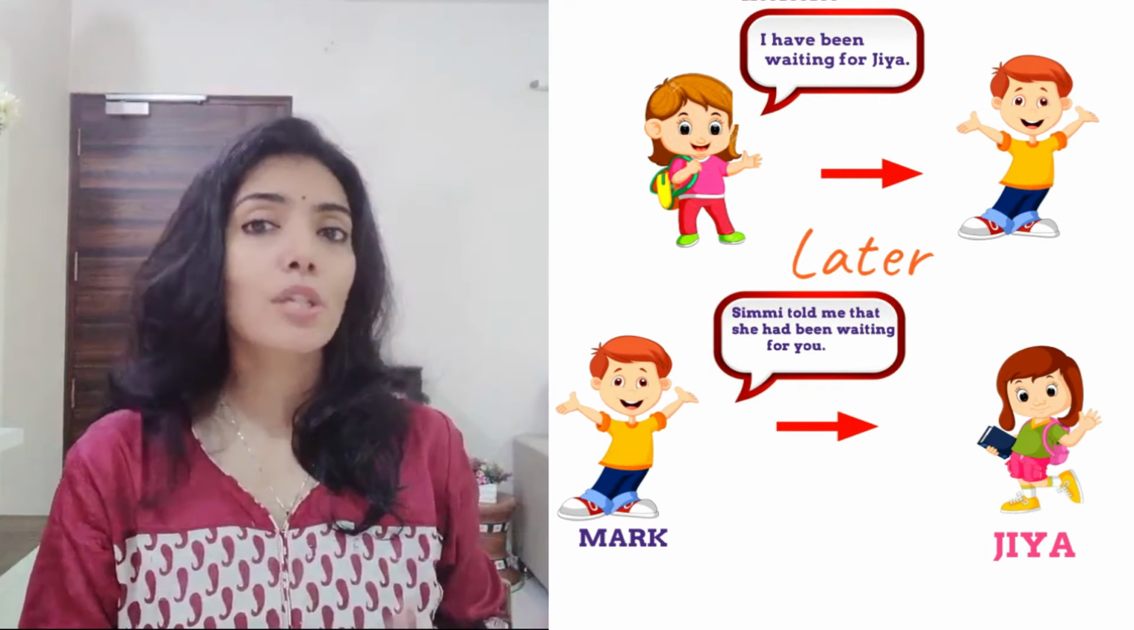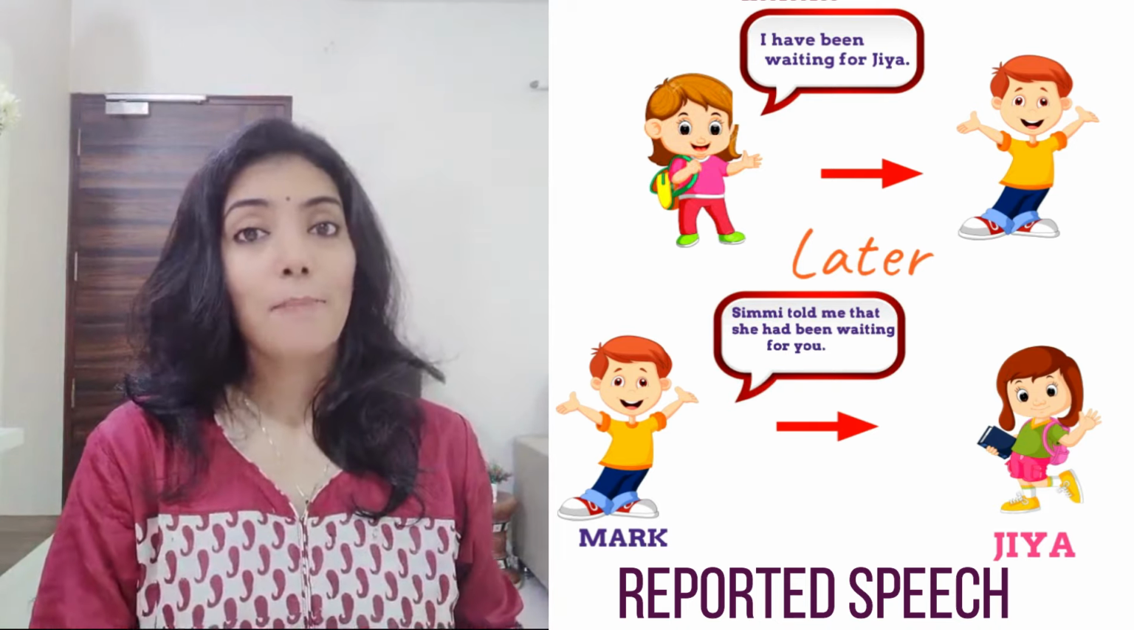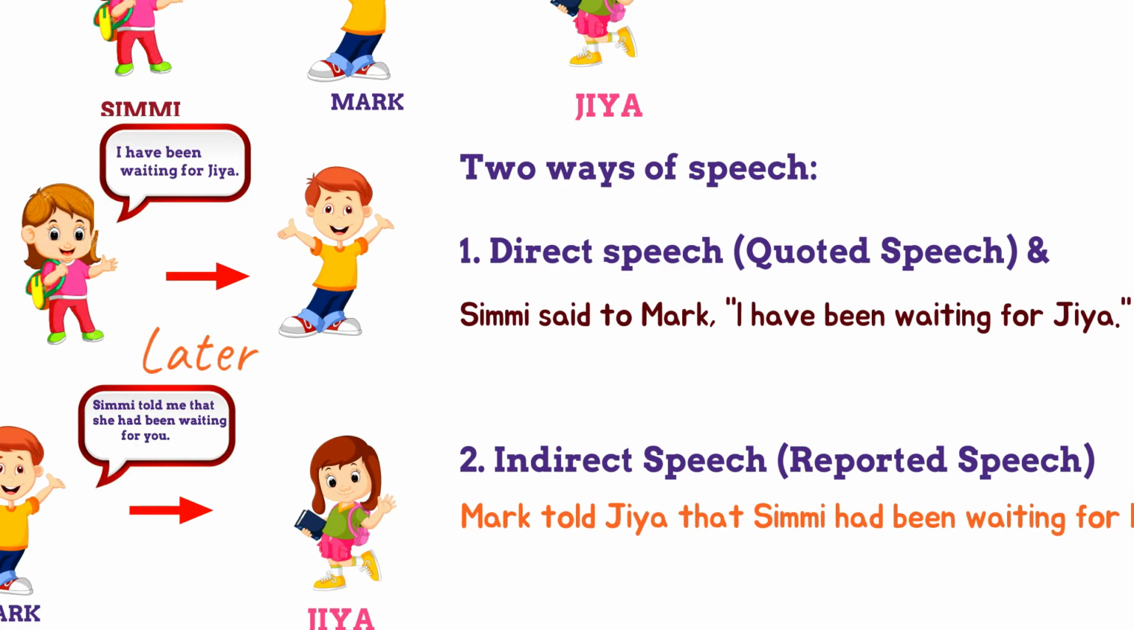In that case it becomes reported speech because these are not the exact same words of the speaker. Rather, someone else narrates those words to someone else. Here in this conversation, Mark is playing the role of the narrator. He is reporting what Simi said to him about Gia and he narrates this to Gia. So, through the conversation, we have understood what is the reported speech, what is the direct and indirect speech.